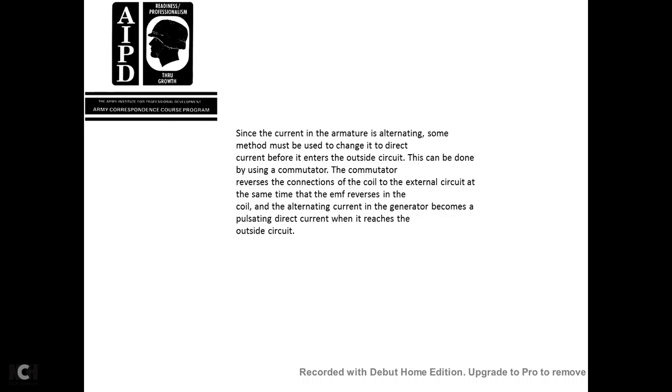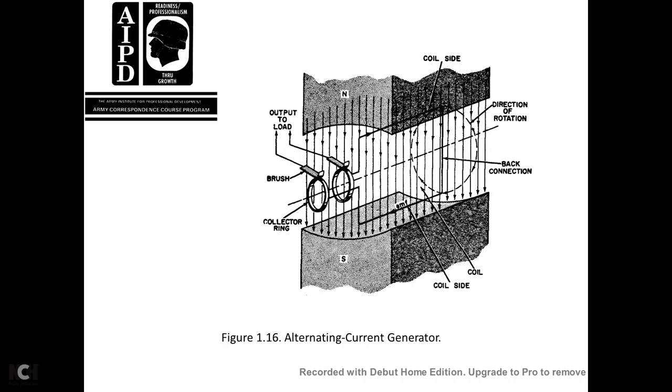Since the current of the armature is alternating, some method must be used to change it into direct current before it enters the outside circuit. This is done by a commutator. The commutator reverses the connection of the coil to the external circuit at the same time the EMF reverses in the coil. The alternating current in the generator becomes a pulsating direct current when it reaches the outside circuit.